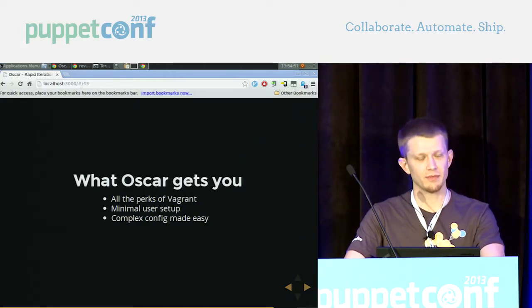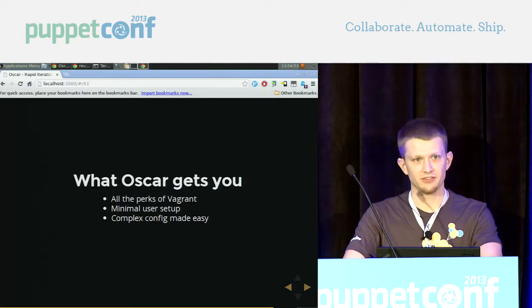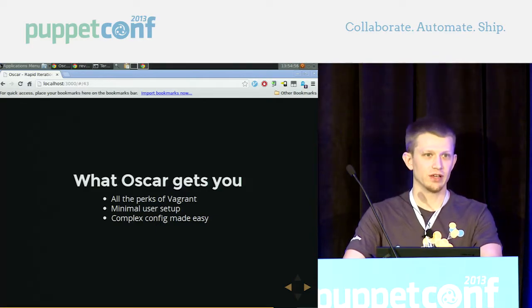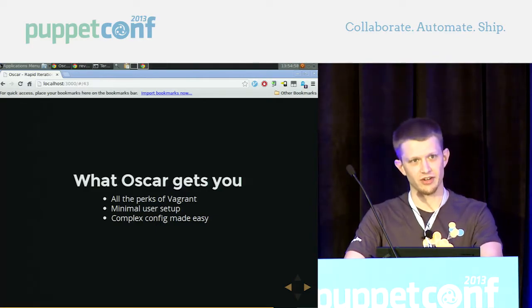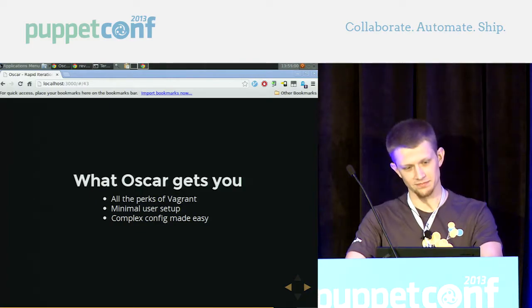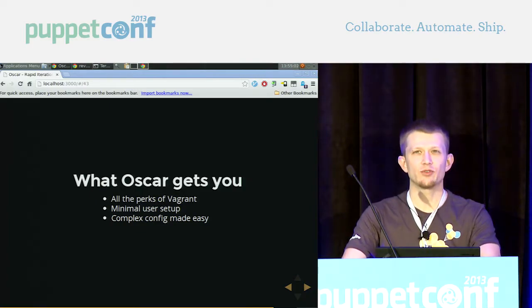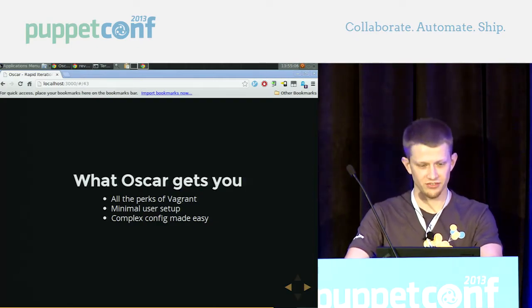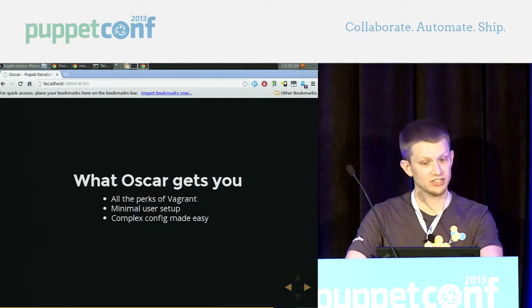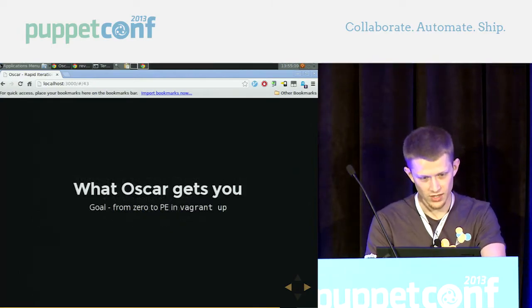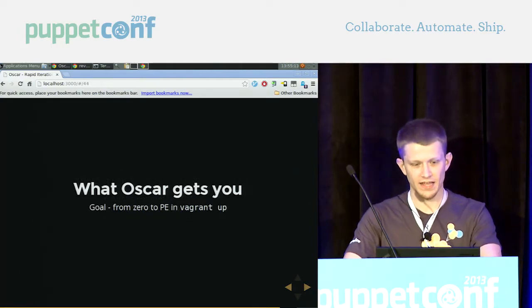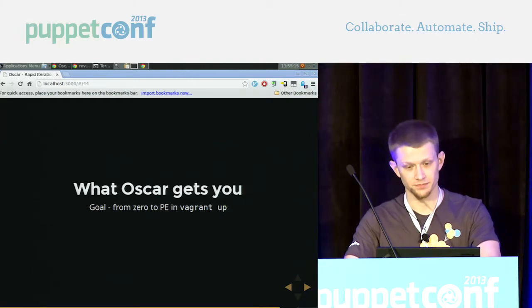I've been playing around with this to make sure this works correctly. And so yeah, you basically do vagrant plugin install oscar, vagrant oscar init, vagrant up. Anyway, if you have to do anything more than that to really configure it, then that's probably a bug. So it should handle complex configuration and it should make your life easier. So once again, it should get you from 0 to PE in vagrant up.